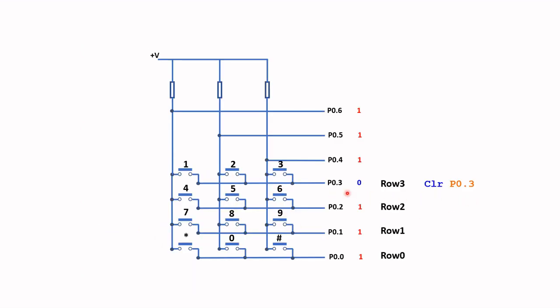Let's take a look at this illustration here. So what I've done is I clear P0.3 because I'm scanning row 3. And then I scan the column. Having scanned the column, I then set this back to a 1. And that means that at any one time, only one of these is a 0. Let's take a look at the demonstration.